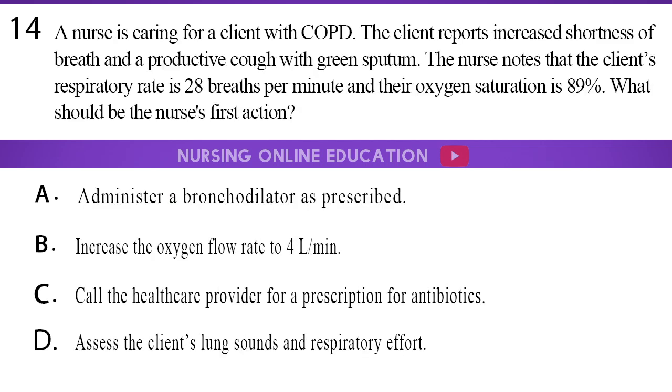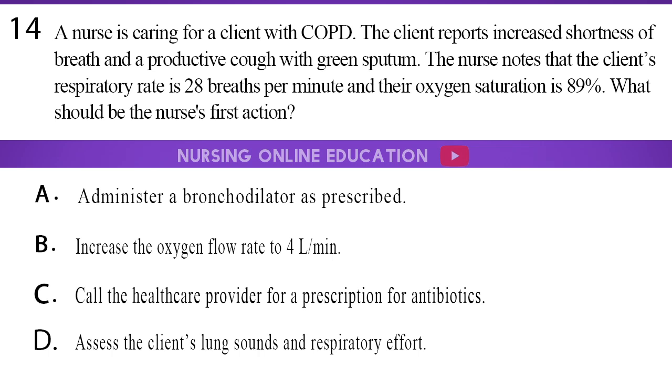14. A nurse is caring for a client with COPD. The client reports increased shortness of breath and a productive cough with green sputum. The nurse notes that the client's respiratory rate is 28 breaths per minute and their oxygen saturation is 89%. What should be the nurse's first action? A. Administer a bronchodilator as prescribed.